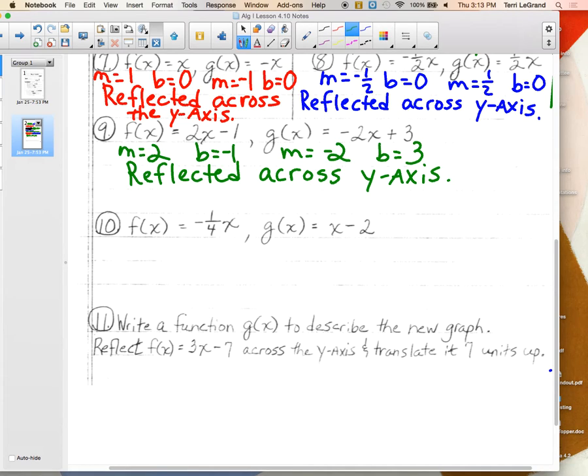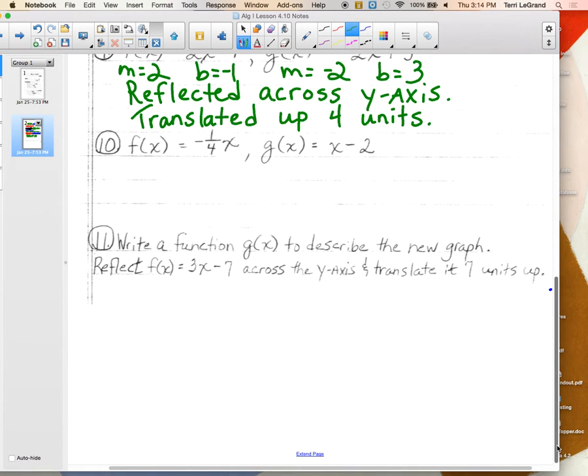Is that the only thing that happened, Michaela? And translated upwards. And it was translated up. Remember when we talk about a translation, we look at the y-intercept. It went from -1 to +3, so it went up 4 units. Okay, anything else that we need to say? No, remember that reflection for this one, in this case, it took care of it because the slopes were opposites. Okay, so not saying that you can't have all 3 things going on.